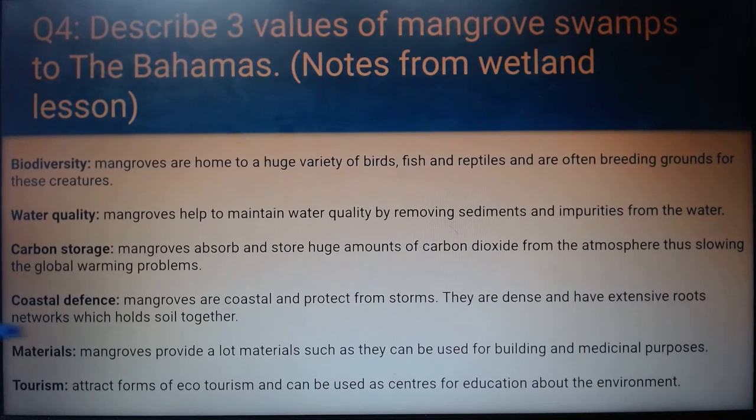1, 2, 3, 4, 5, 6. You only asked for 3. Lots of stuff you can do here, and some of them are very, very simple. Coastal defense is always a good one. Biodiversity, I'd always go with those 2. And then simple water quality, the materials we get from mangroves and so on.